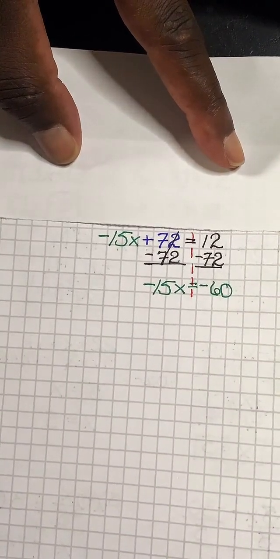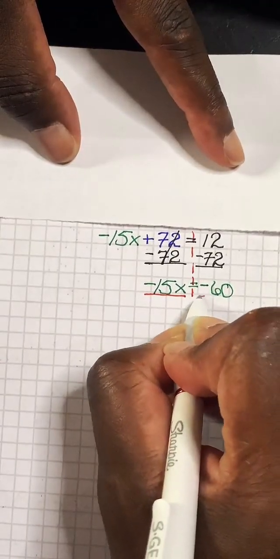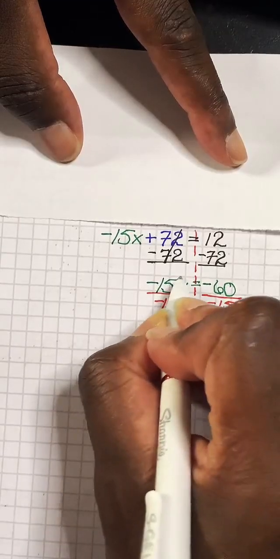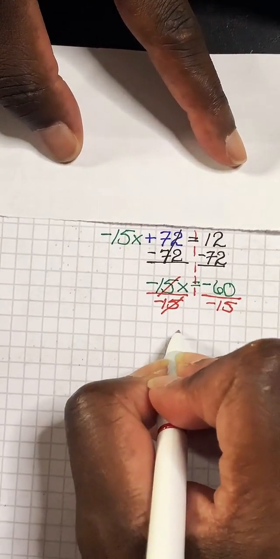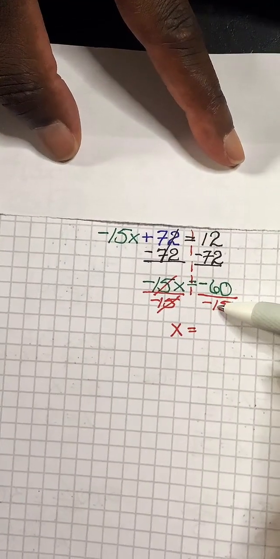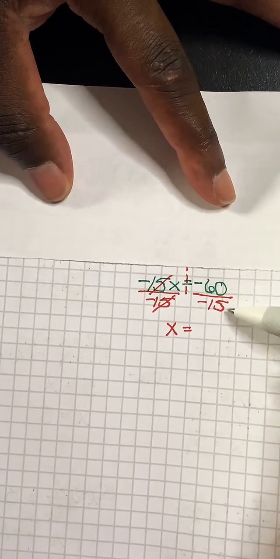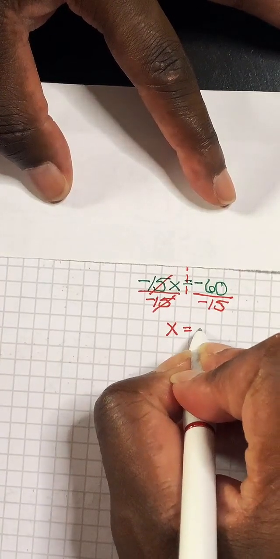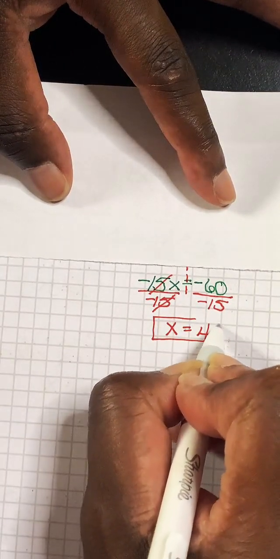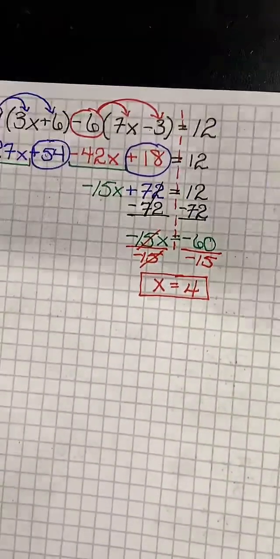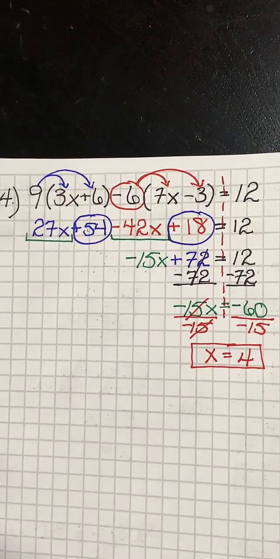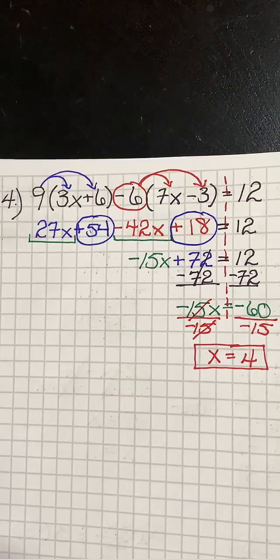So now I have to divide that negative 15 on both sides. So that gives us our x equals a negative divided by a negative gives me a positive. And then 60 divided by 15 gives us 4. Okay, so going at it step by step.